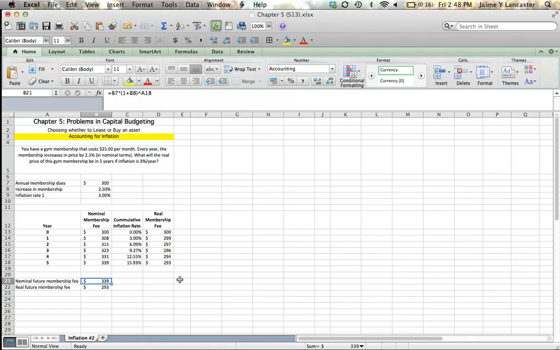In cell B21 for the nominal future membership fee, I have my annual membership dues multiplied by 1 plus my annual increase raised to the number of years that I'm going to be increasing. And in real terms, we're going to take that nominal future membership fee of $339 and we're going to divide it by 1 plus the annual inflation rate raised to the number of years. And so we can actually get to the same result: in nominal terms, we'll be spending $339. However, because inflation outstripped the increase in prices, it's going to feel like less than it does even now, despite the increase in the price of a membership fee.